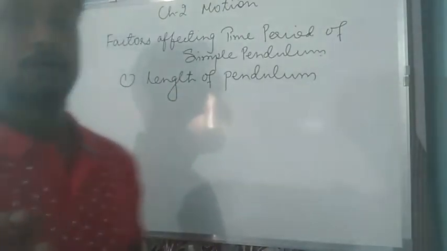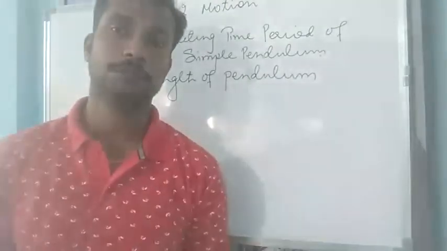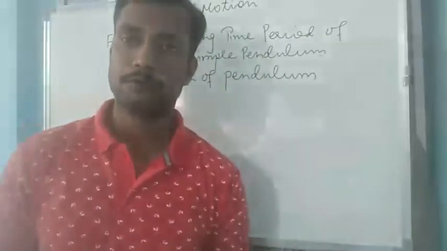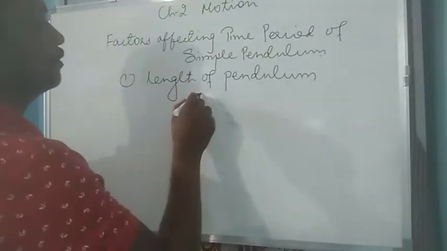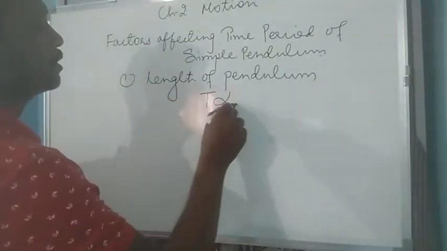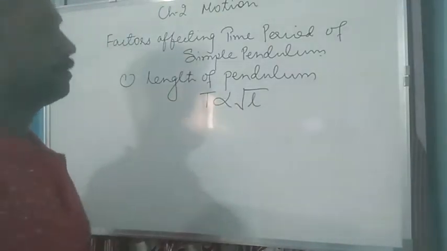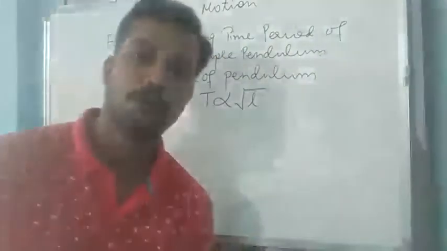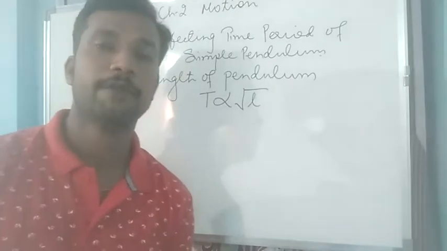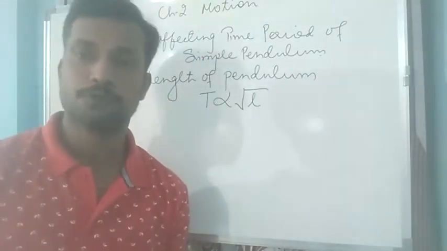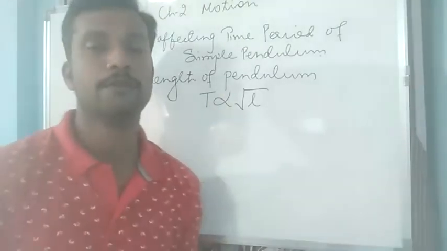and I told you how we can measure the length of pendulum. It can be measured from the point of suspension to the center of the bob. So it depends on the length of the pendulum. We can write time period is directly proportional to the square root of length of pendulum. That means when we increase the length of a pendulum, the time period of the pendulum will also increase. And when we decrease the length, that is when you are making the length of a pendulum short, then in that case the time period will also decrease.